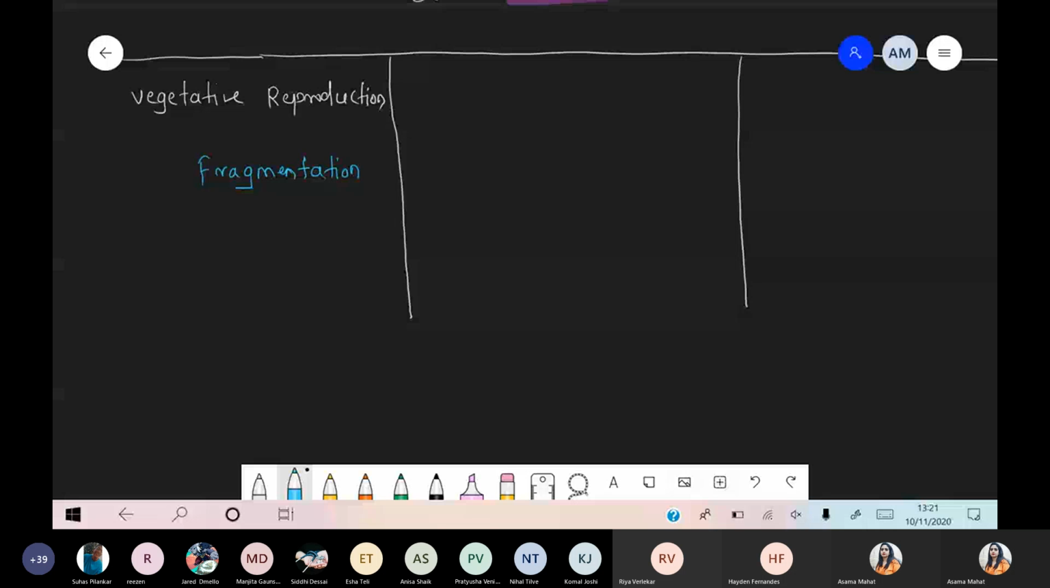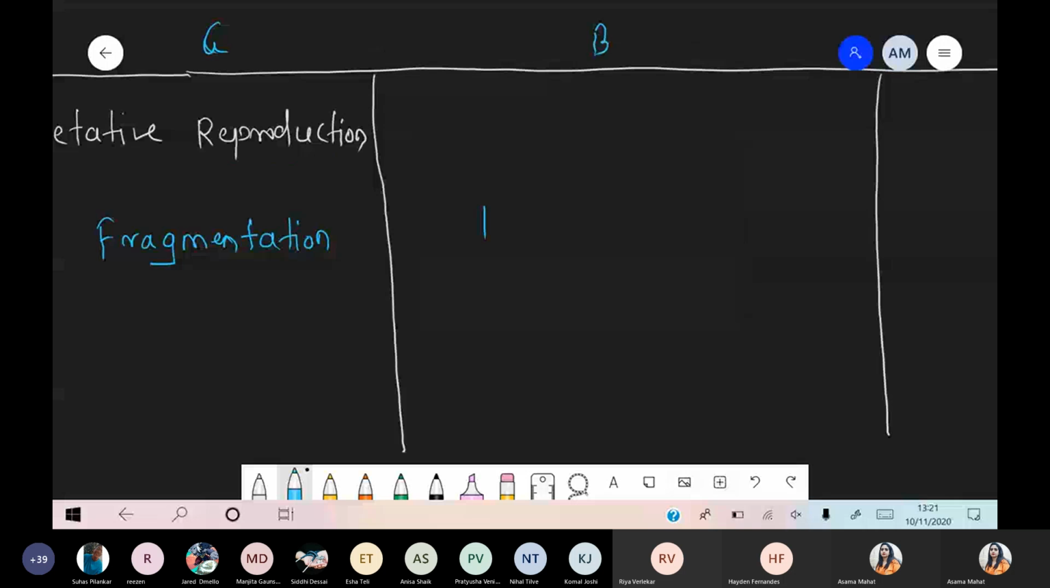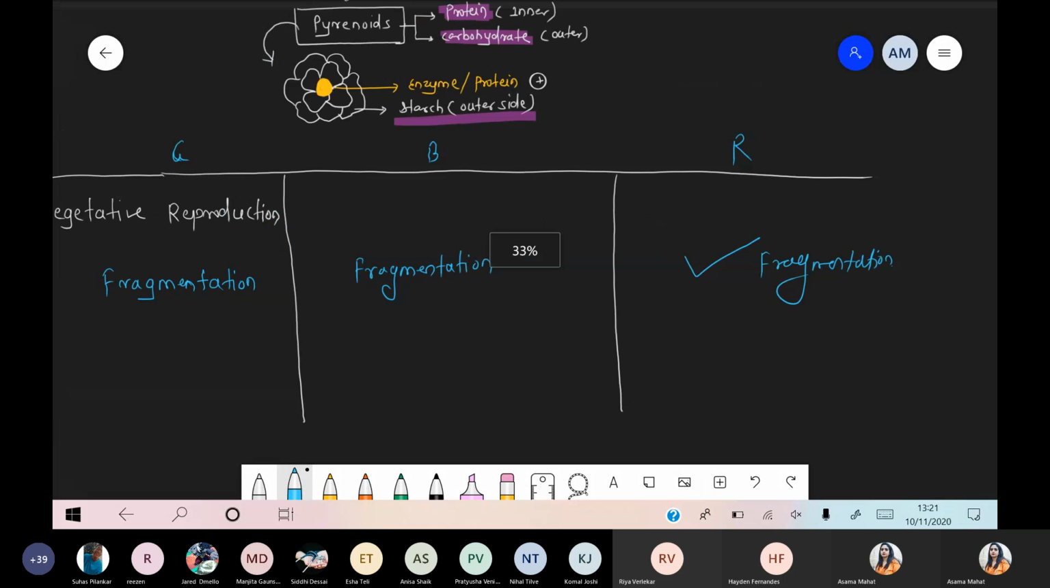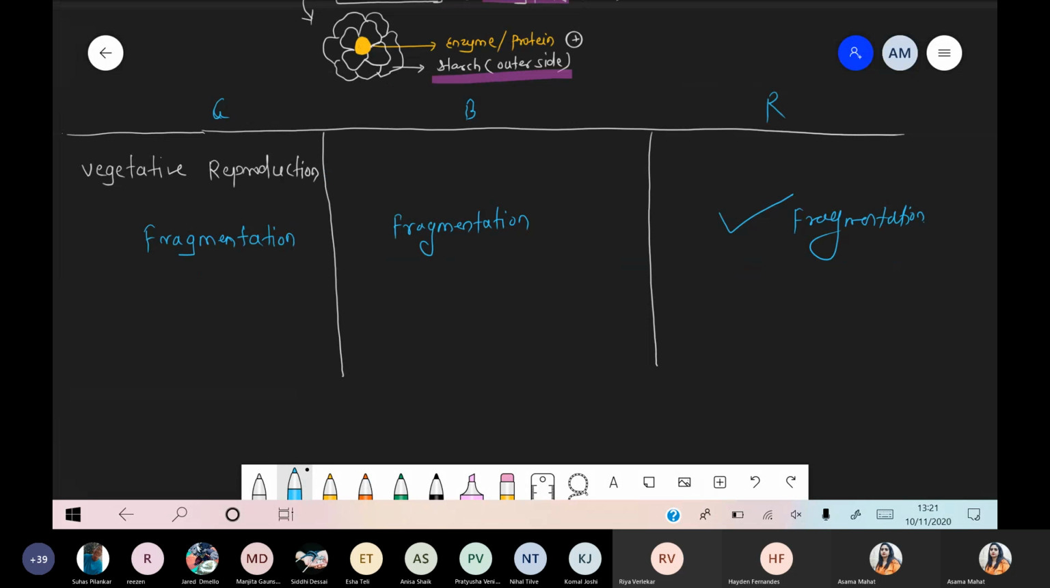So in case of green algae, fragmentation. Even in brown algae, it is the same, that is fragmentation. And in red algae also, the same type, there is a presence of fragmentation. No question, because it's very easy. Just quickly check: in all types, in vegetative reproduction, there is only one type, fragmentation.